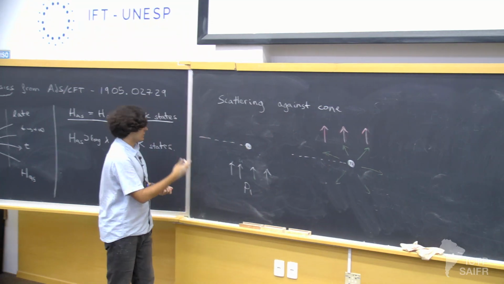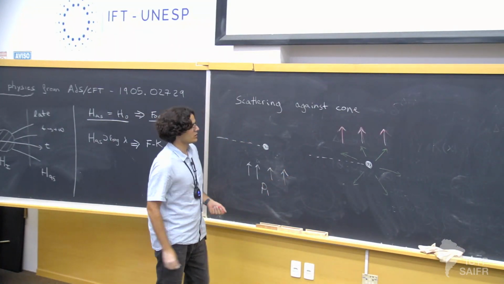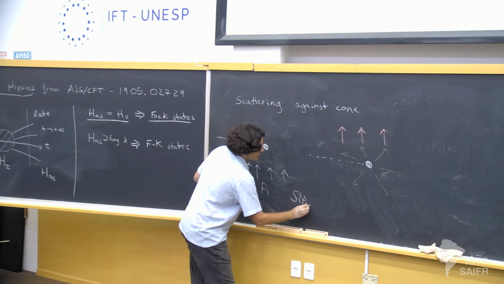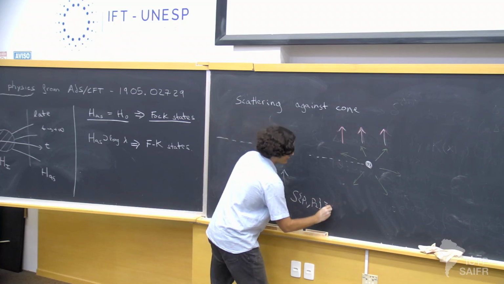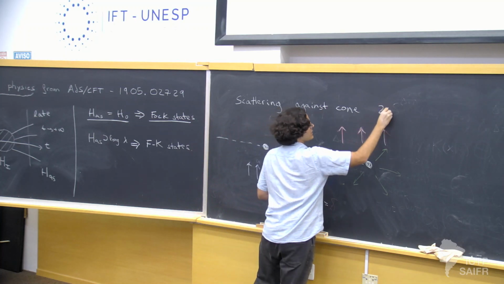So these guys, Deser and company, they computed the scattering amplitude associated to this process. And what they found is that the scattering amplitude from P1 to P2 was a momentum conserving delta function. So by the way, this is in, let me be clear, this is in 2+1 dimensions.